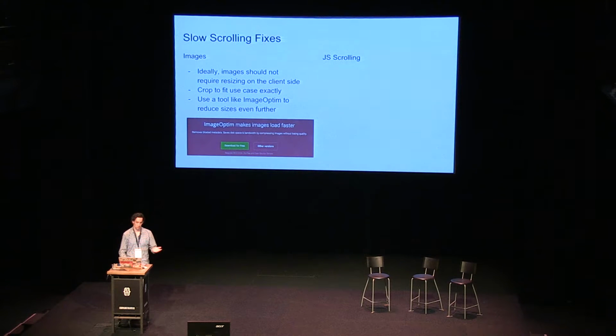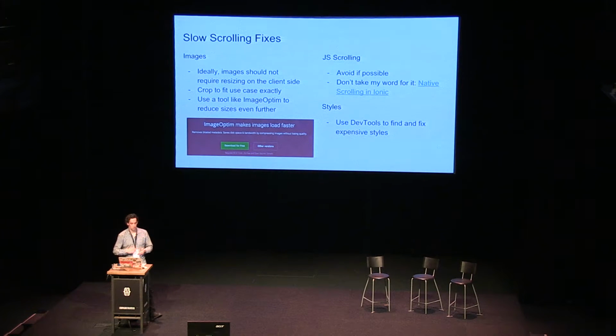With JavaScript scrolling, again, avoid it if you can, but don't take my word for it. The Ionic folks released a blog post that I really liked on their decision to go back to native scrolling in Ionic as the default. And styles, so you can use DevTools as well to find and fix these expensive styles, things that are taking a long time in that paint or layout phase. There's lots of links that I put at the end of the deck as well for the resources I used to find these fixes.